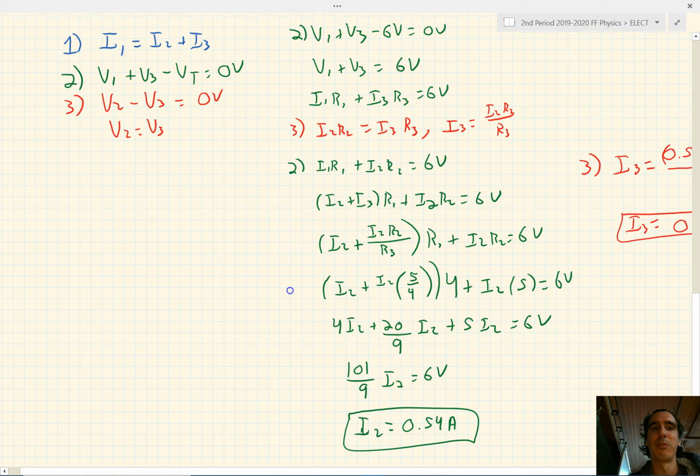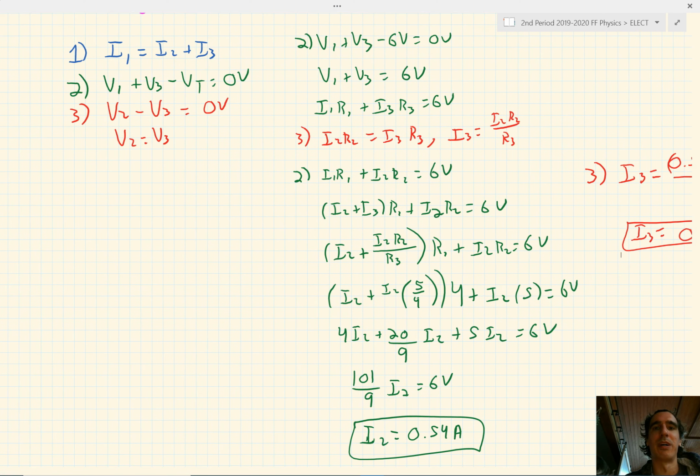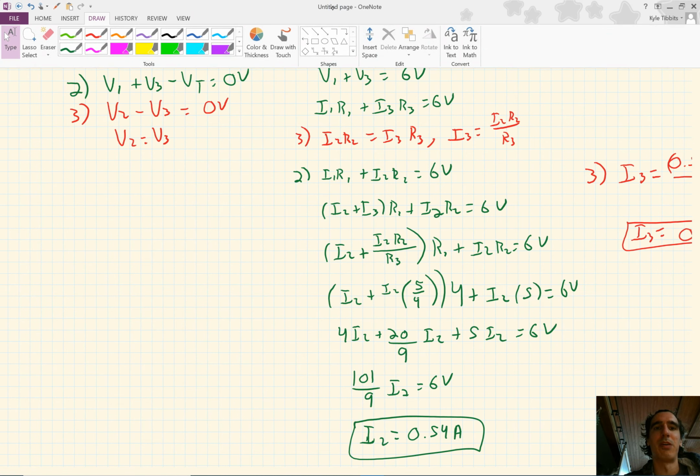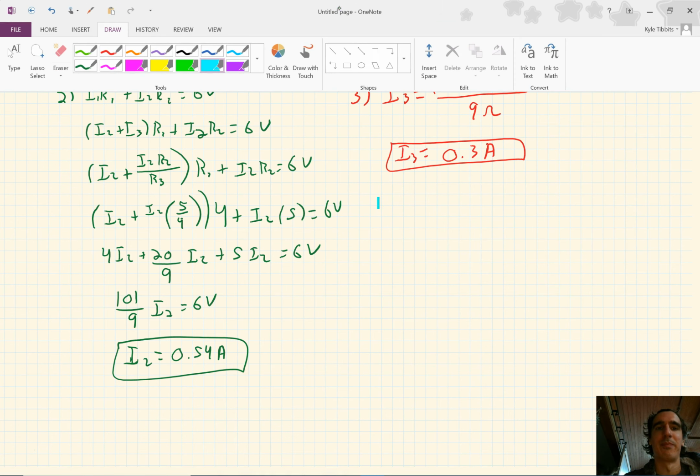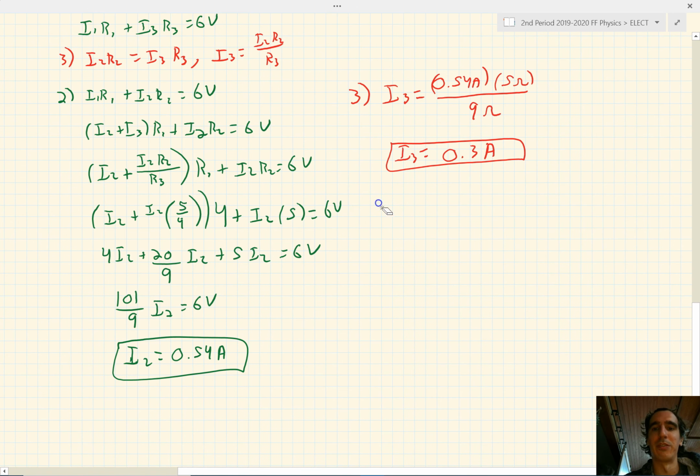Okay, and now we know from our first equation that I1 equals I2 plus I3. So all we have to do is add those currents up from equation 1 to get I1. So I1 is I2, 0.54 amps, plus I3, 0.3 amps, and that gives us I1 to be 0.84 amps.